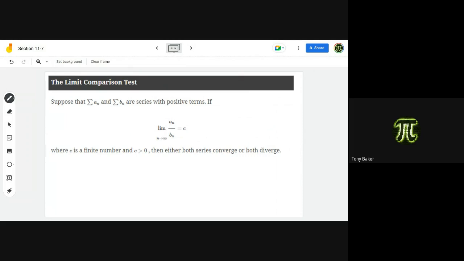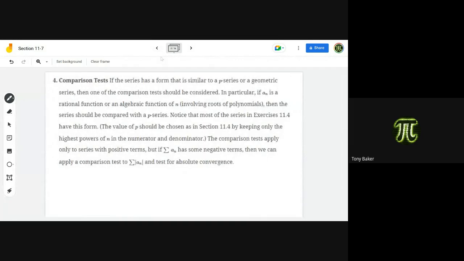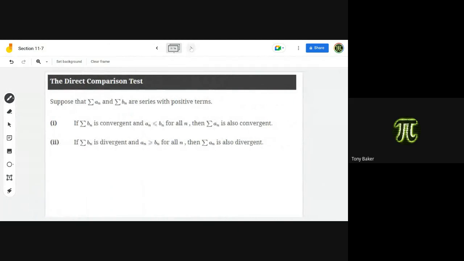And remember, the series that you're picking, you have to know what it does. It either has to converge or diverge. That's why we go back to the p-series and geometric series. Limits 4. The comparison tests are all 4. Comparison tests, there's 2 different types of comparison tests, but they're all 4. 5's next.